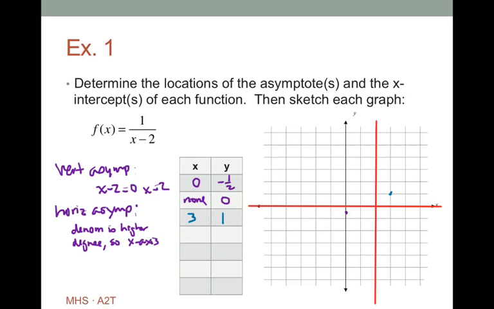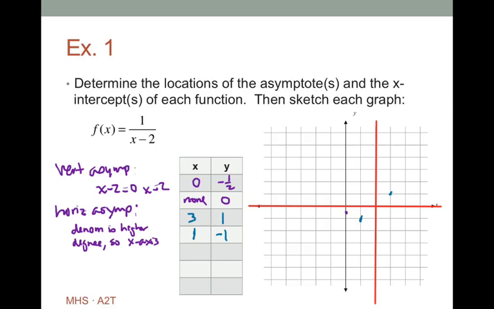3 minus 2 is 1, so I get 1 over 1, which is 1. So 3, comma 1, that's a point right there. If I try another point, like 1, then I plug 1 minus 2 in the denominator, and I get negative 1. So 1 over negative 1 is negative 1. So I can plot that point.